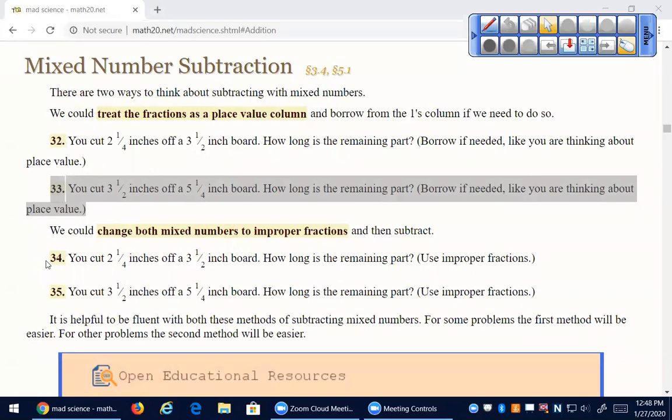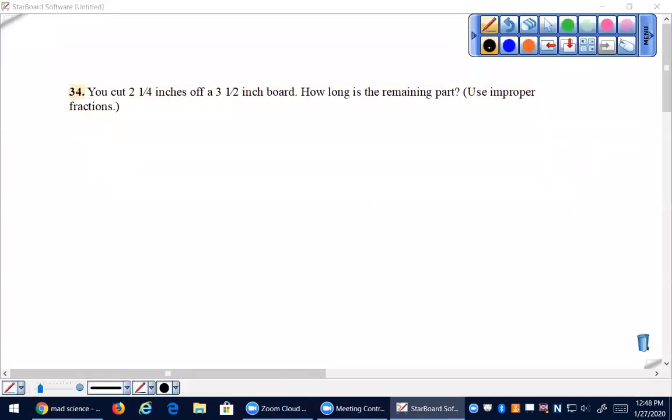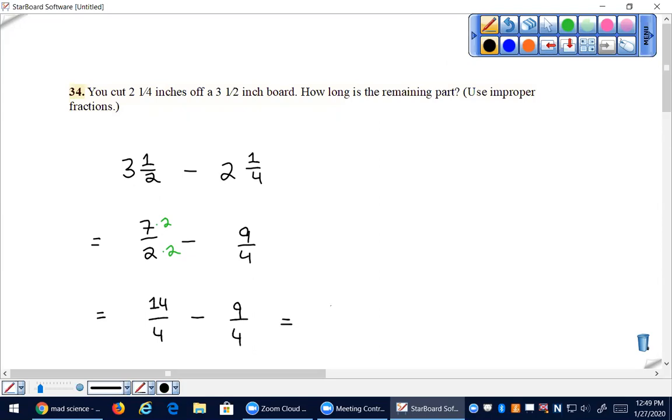So what most people will like better is to say, oh, I always hate this mixed number stuff. So I will just make this 7/2 and 9/4. Be done that way. Does that look better for people who were confused a moment ago?